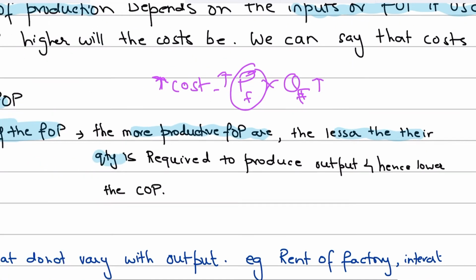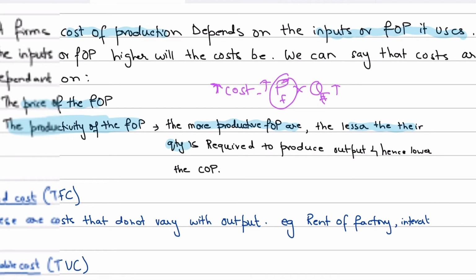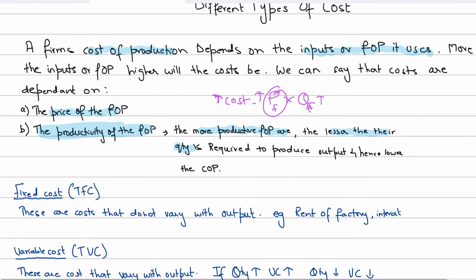But then remember that if the factors of production are more productive, that is, they're more efficient, there's more specialization taking place, there's more increasing returns, the lesser their quantity would be required. So if factors of production are more productive, the lesser their quantity is required, and the lesser would be the cost. So it depends.